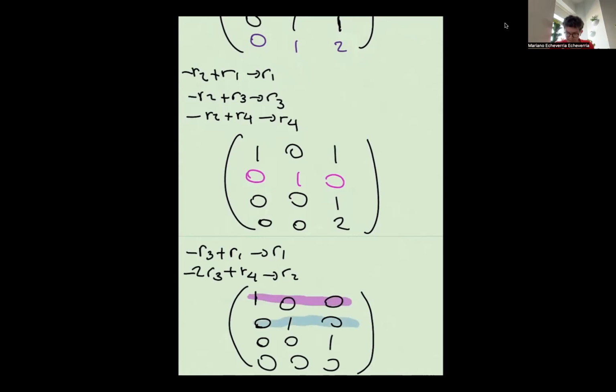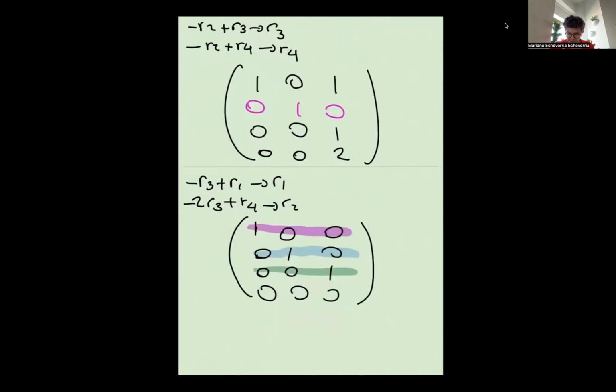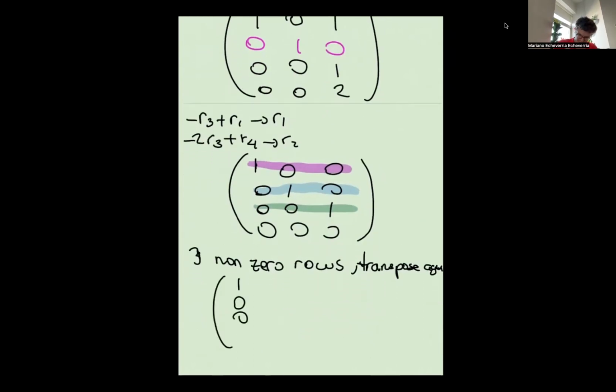This is a non-zero row. This is a non-zero row. So we have 3 non-zero rows. If you prefer, you can transpose again. So if you transpose again, just to go back to columns, you get 1 0 0 0, 1 0 0 0, 1 0 0 0.